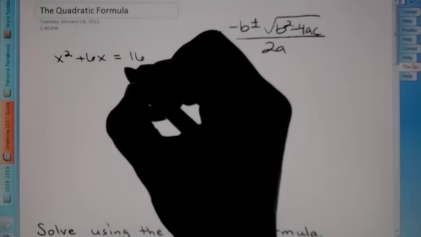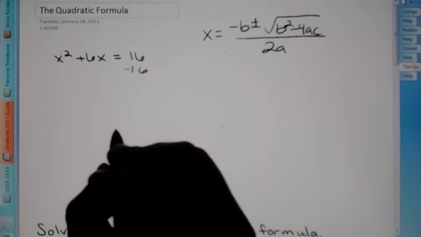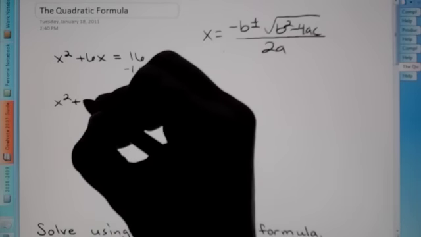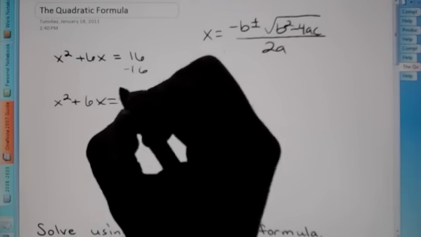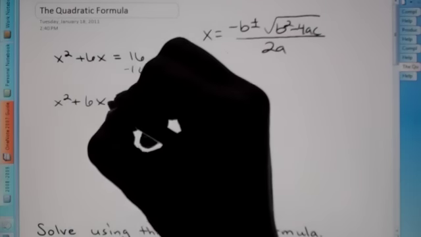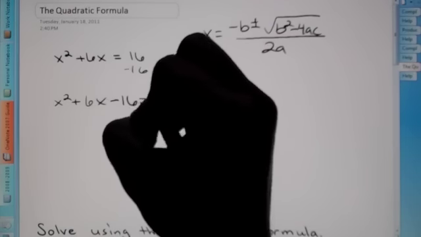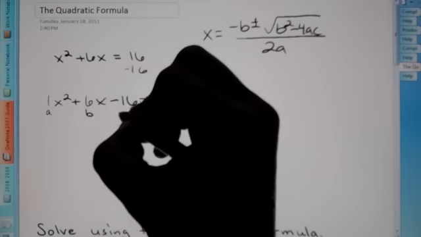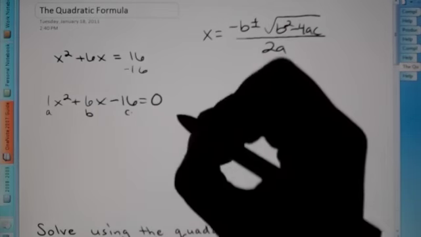the other. So first thing we would want to do, again I'm just going to do a basic one here, is move the 16 over. So we get x squared plus 6x minus 16 equals 0. So here goes, this invisible one is our a, this is our b, this is our c.